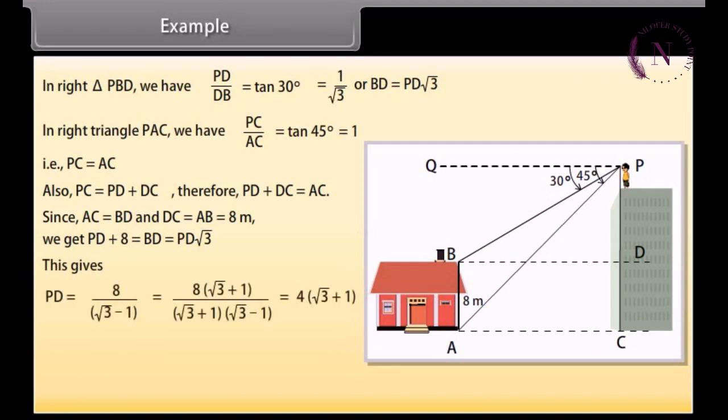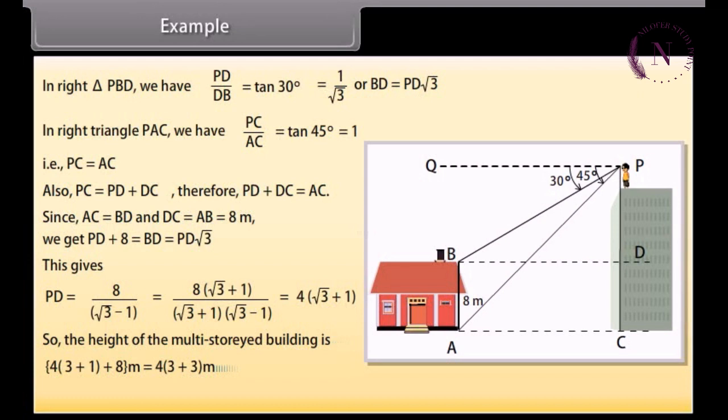This gives PD is equal to 8 upon square root 3 minus 1, which equals 8 into (square root 3 plus 1) whole upon (square root 3 plus 1) into (square root 3 minus 1), which is equal to 4 into (square root 3 plus 1) meters. So the height of the multi-storied building is 4 into (3 plus 1) plus 8 meters, which is equal to 4 into (3 plus 3) meters. And the distance between the two buildings is also 4 into (3 plus 3) meters.